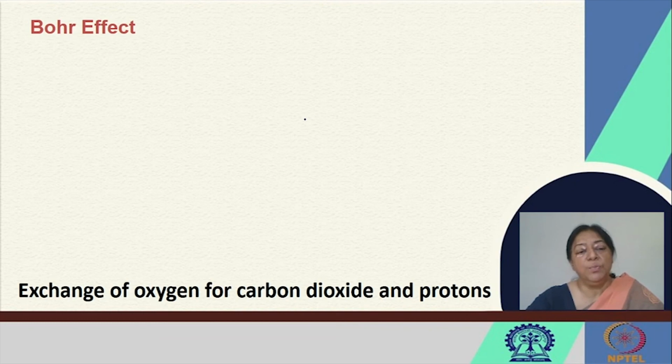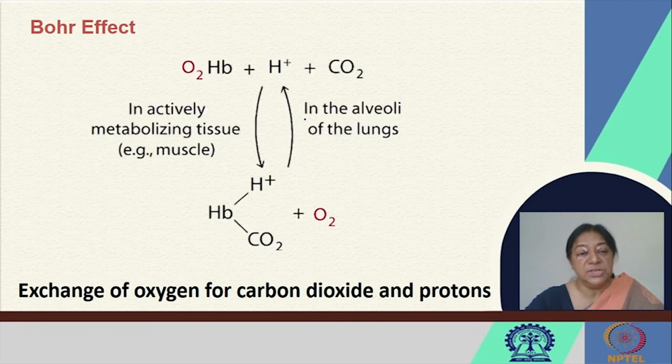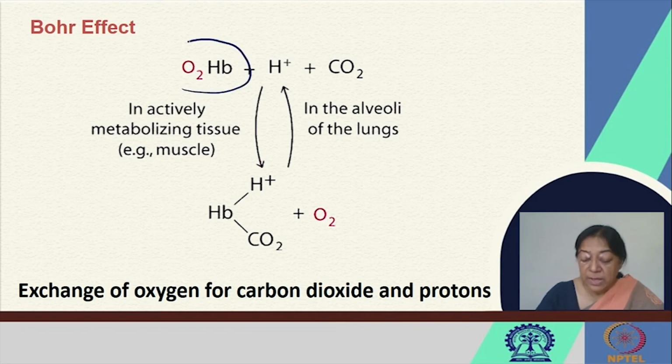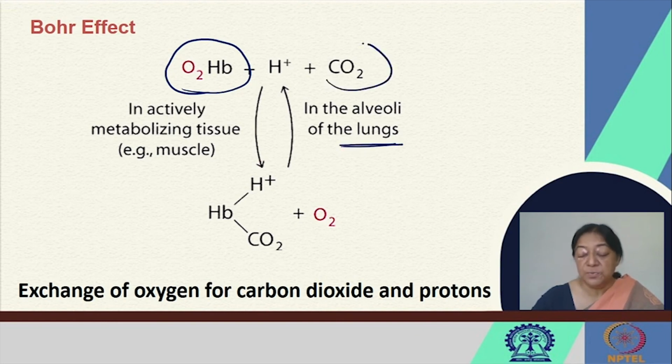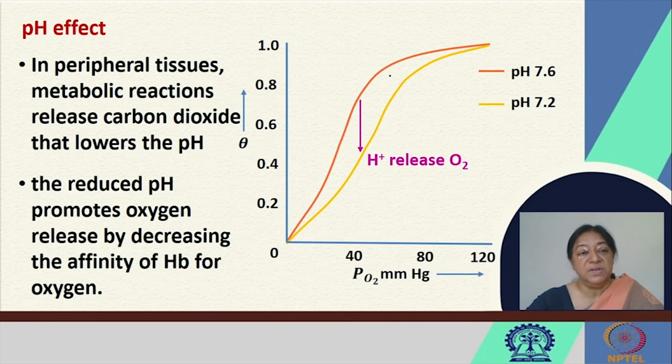There is another effect called the Bohr effect, which amounts to an exchange of oxygen for carbon dioxide and protons. This is essential because we have the oxyhemoglobin, where oxygen is bound to hemoglobin in the lungs, where there is a high content. But due to respiration, there is a formation of carbon dioxide. There is a bound case of carbon dioxide bound to hemoglobin and the proton effect. This pH effect found in peripheral tissues has a metabolic reaction, which results in the release of carbon dioxide.